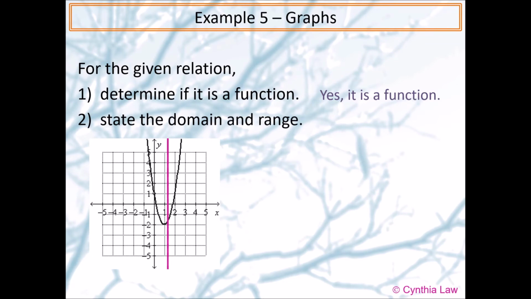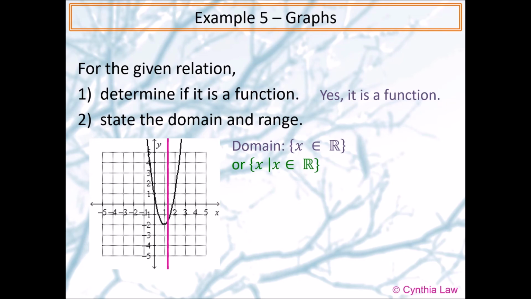For the domain, the curve is going on forever because it goes all the way to the edge of the picture, and then it keeps on going. It doesn't stop at the grid. So the domain is that x belongs to the real number set. And if we write it formally, this is what it looks like.